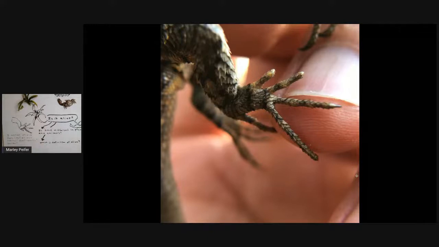Okay, great. So now that you did some questions, go ahead and write down some things it reminds you of. It reminds me of a lizard, a dragon, a piece of lichen. It reminds me of someone's finger really close up in the background. It reminds me of a western fence lizard, and indeed, that is what it is.